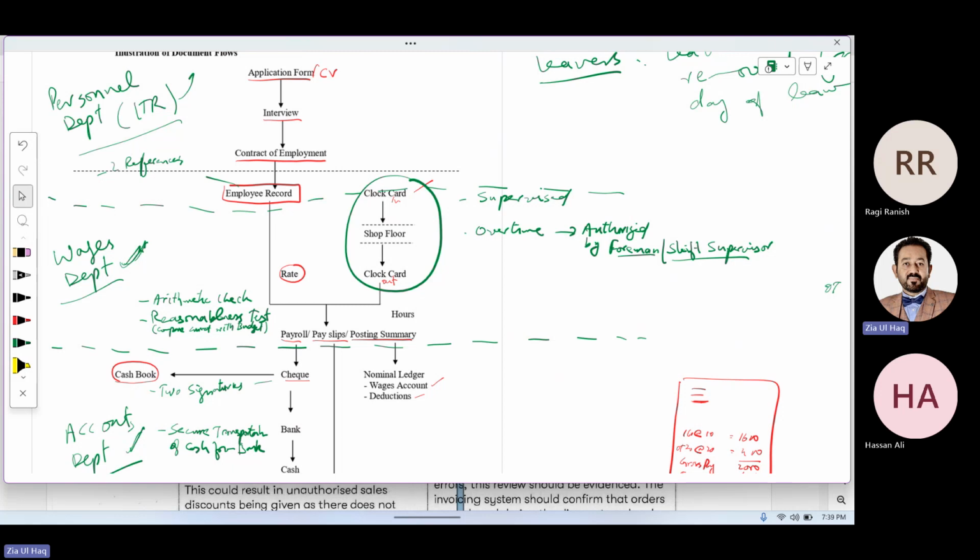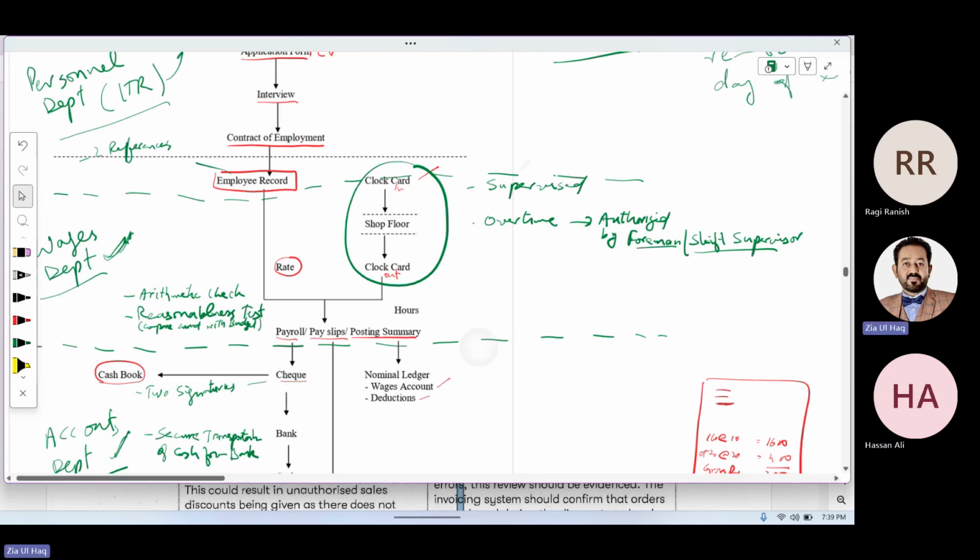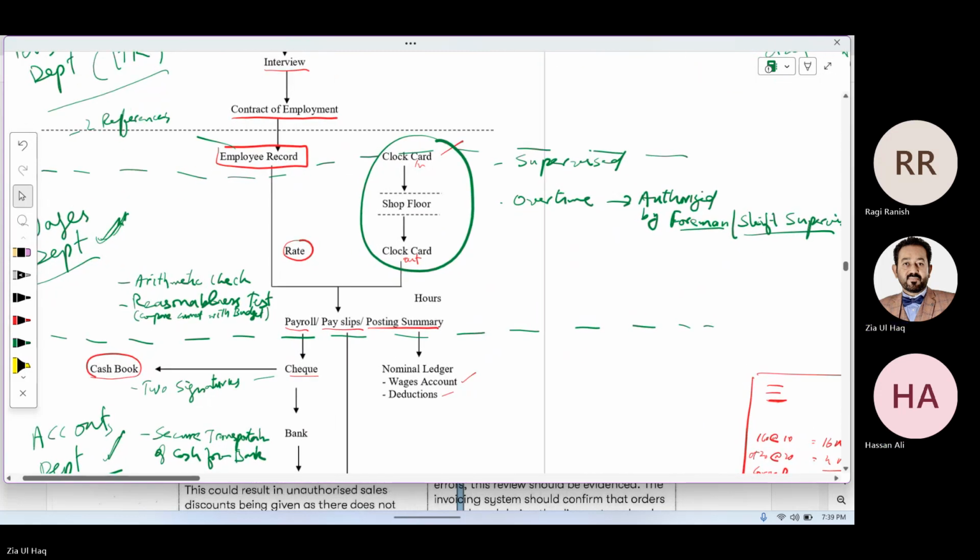How can we check two references are obtained for each employee? Select a sample of employee records and test for evidence that references have been obtained for each employee. How can we check the clock in, clock out process is supervised? Observation. Evidence will be sought by observation. At the start and end of day, the clock card process is supervised by the supervisor.